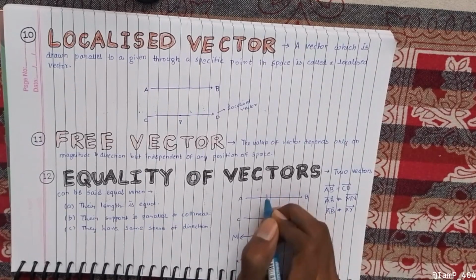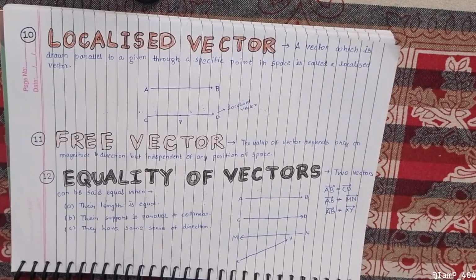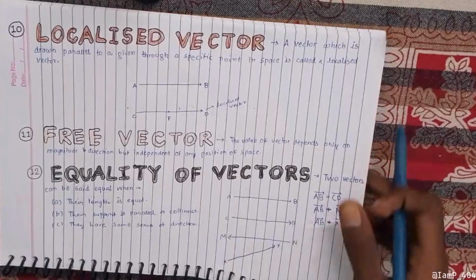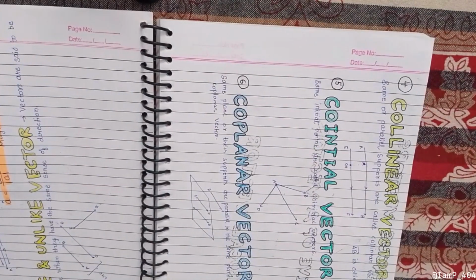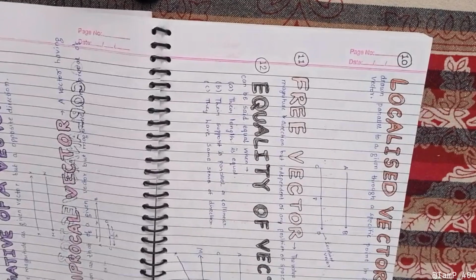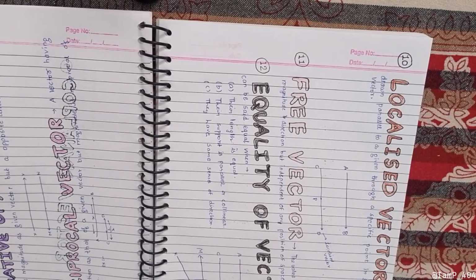Even a small vector, if its magnitude is not equal, is not equal. For equality of vectors, there are three conditions. The magnitude must be equal, they must have a collinear or parallel support, and they must have the same sense of direction. This is the criteria for equal vectors. So these were all 12 vectors that we needed to learn. Here you can see I wrote every one of them: zero vector, unit vector, like vector, collinear or parallel vector, coplanar vector, coinitial vector, coterminal vector, negative of a vector, reciprocal of a vector, then localized vector, then free vector, and then equality of vectors.